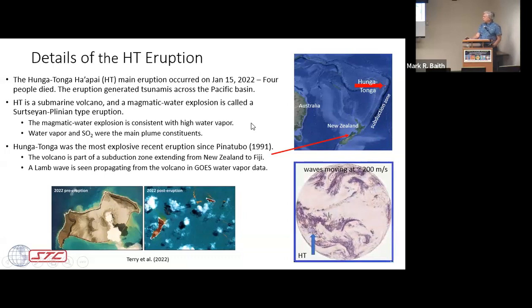So you can see down here a Lamb wave propagating away from the volcano. And you can see that the explosion was heard in Alaska, believe it or not. This shows the island before and after on the bottom here. See, this is before and this is after. You can see the eruption pretty much decimated the island.